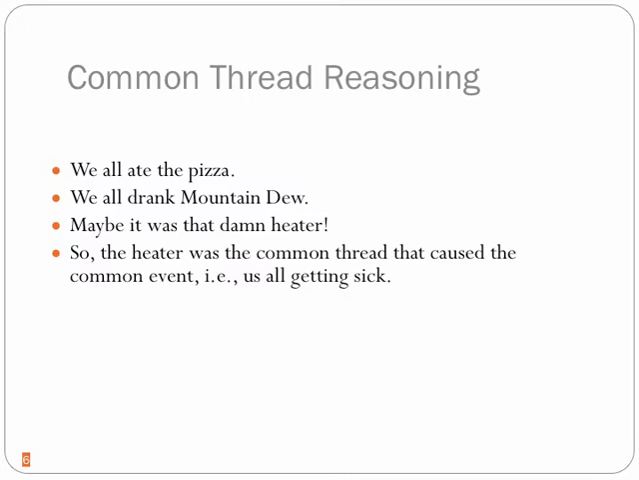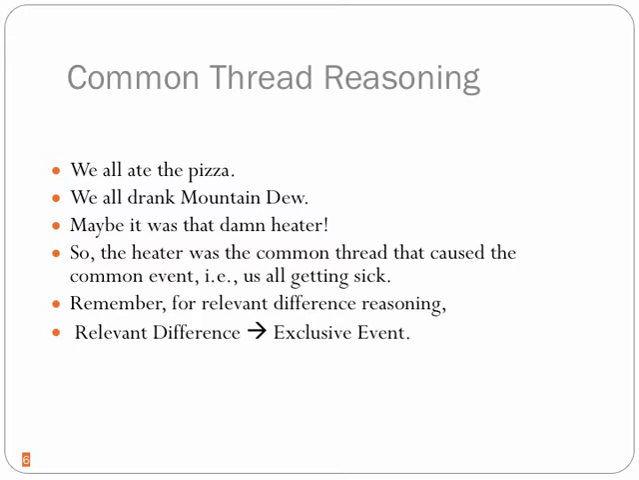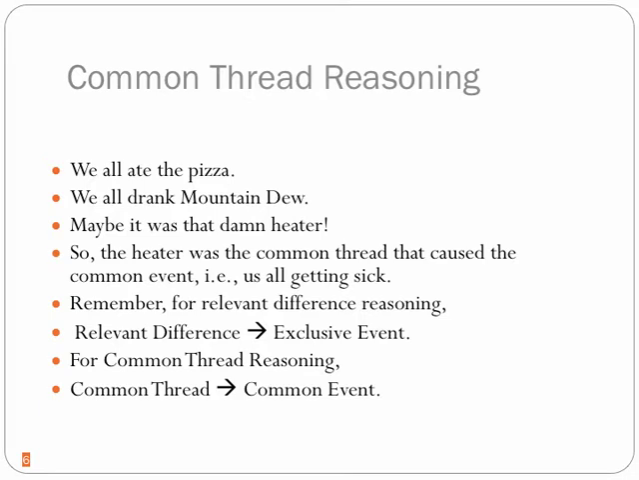So whatever it was, that is the common thread. Remember, the common thread is the cause, the common event is the effect. In this case, the effect is getting sick. That's the common event. And the real cause is the common thread. And maybe it was something in the ventilation. But remember, for relevant difference reasoning, it's the relevant difference that causes an exclusive event. So it was the studying or the cheating that caused the higher than normal average, the relevant difference that caused the exclusive event. And for common thread reasoning, it's the common thread that causes the common event.